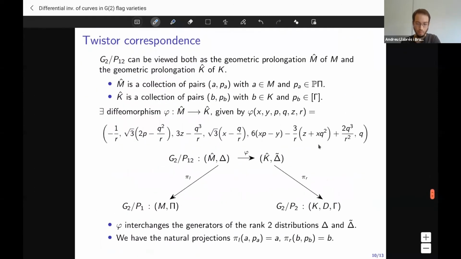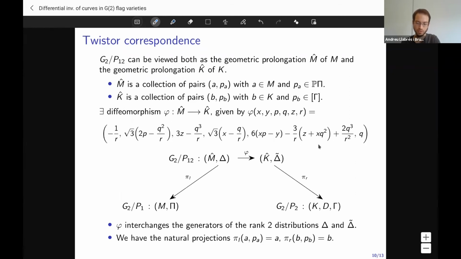Now we have the algebras for differential invariance in the generic case and the integral case for G2 mod P1, but we can make a correspondence to know something about the algebras in the other geometries. Because we can view M hat as a prolongation of M. M hat is a collection of pairs of points in M and points in the projectivization of pi.